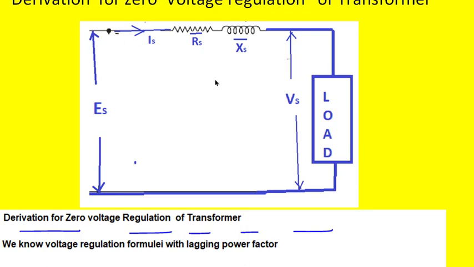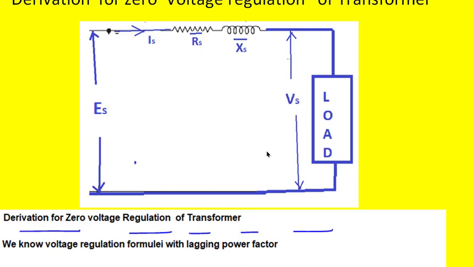and this is the secondary current IS, and RS bar means it is the equivalent resistance of the transformer referred to the secondary side, that is R1 dash plus R2. Then XS bar means it is the equivalent reactance of the transformer referred to the secondary side, that is nothing but X1 dash plus X2. Then we have the load here. The voltage across the load, we call it as Vs.